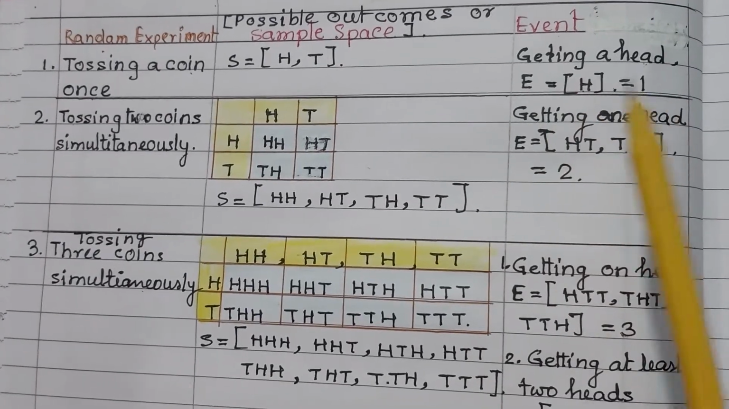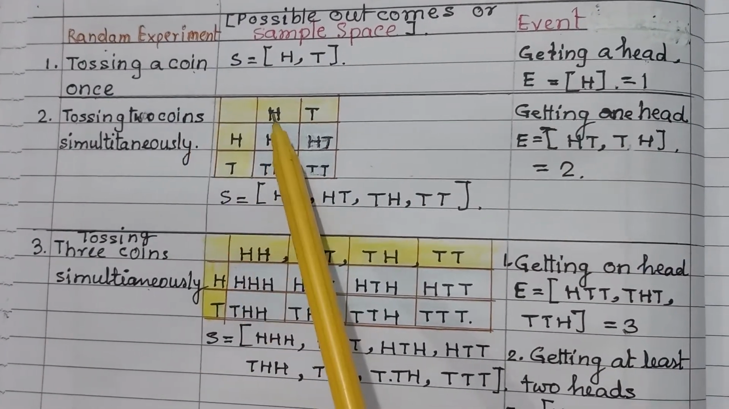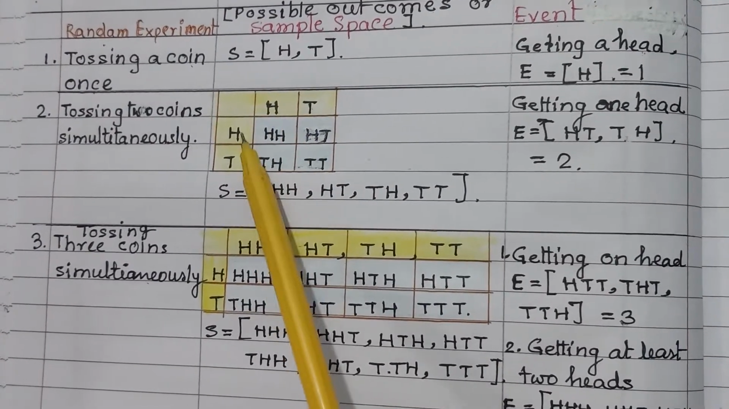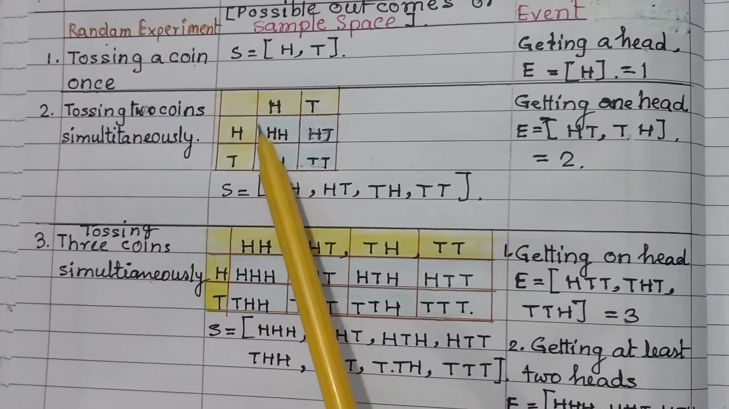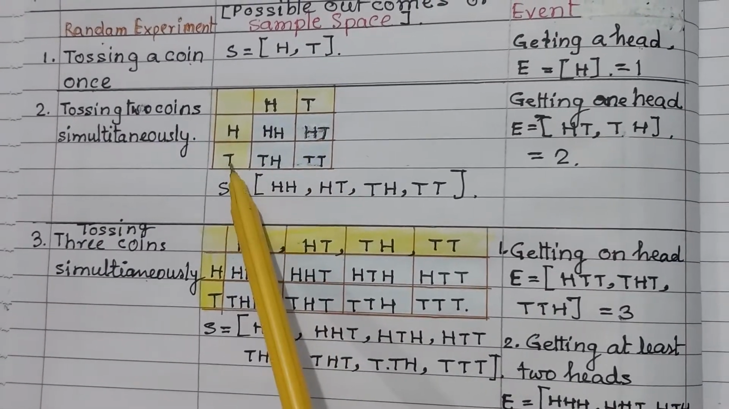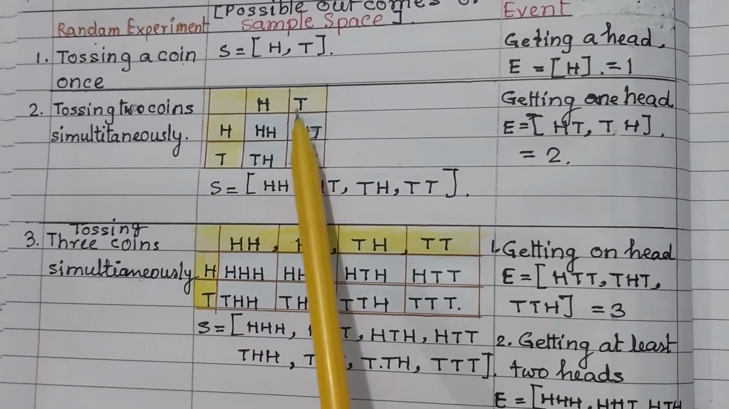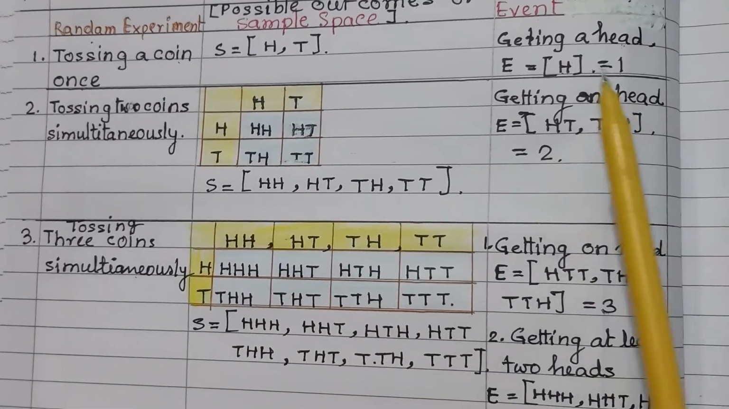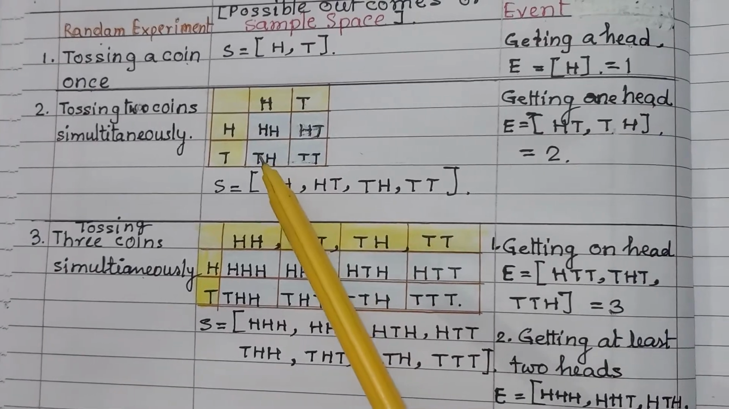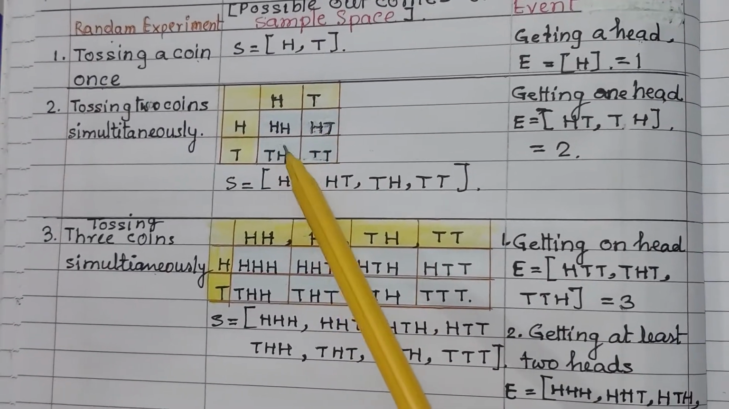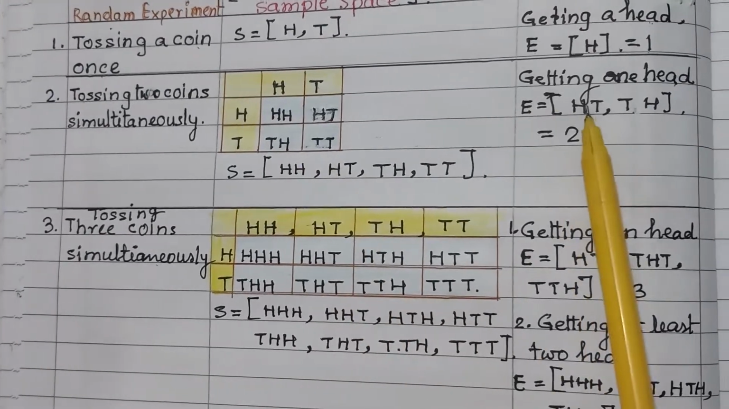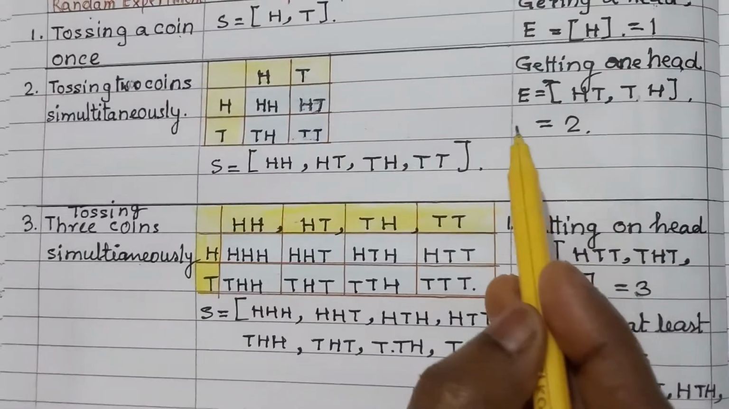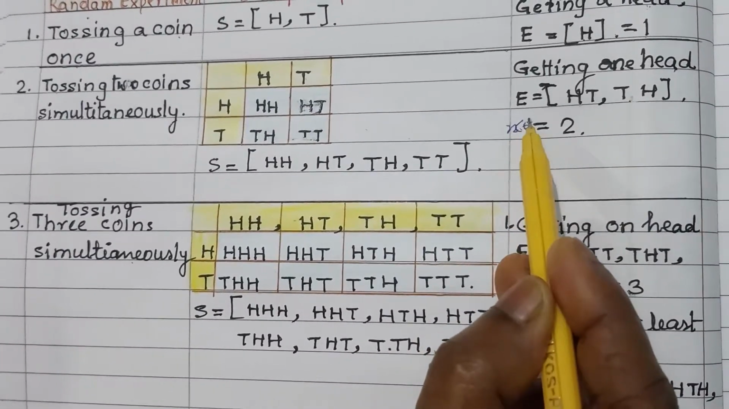It is 1. And if it is 2 coins, then head, tail, and head, tail. You have to arrange it column-wise and row-wise. Now multiply it in this way: HH, HT, TH and TT. So these 4 are the sample space. And getting one head: here it is one head and here one head. So getting one head 2 times, the number of events is 2.